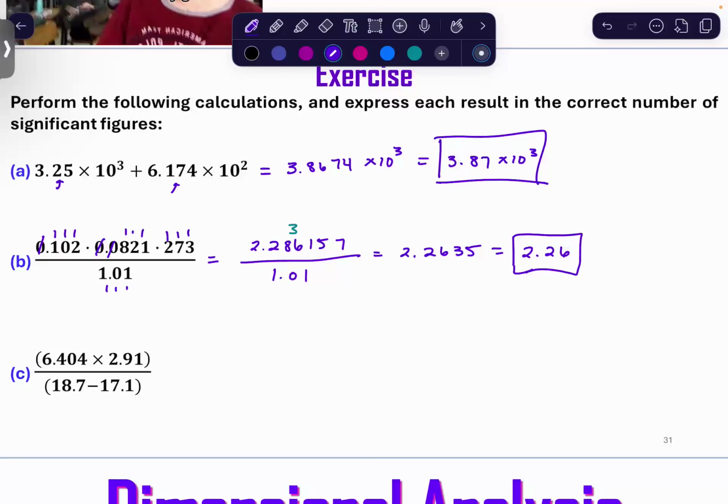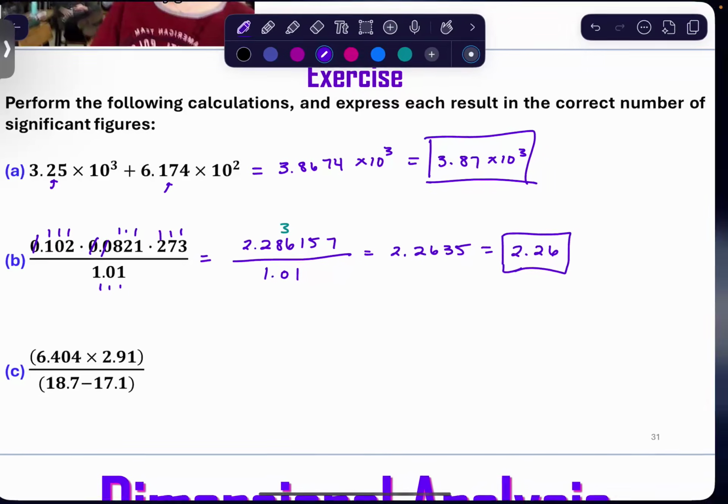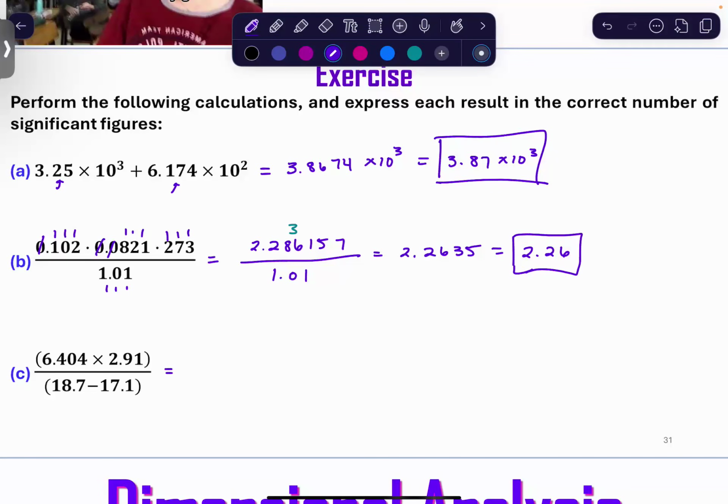Okay, so the last one we have is 6.404 times 2.91, divided by 18.7 minus 17.1. So we're going to take care of both parentheses first. When I multiply the top, I get 18.63564. And when I subtract the bottom, I get 1.6. The bottom just happens to work out to the proper decimal places.